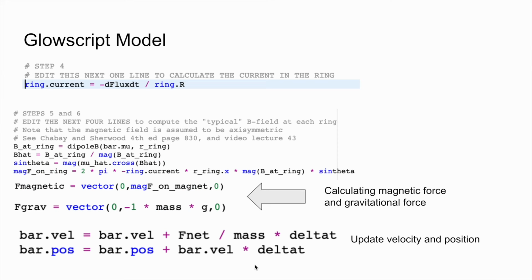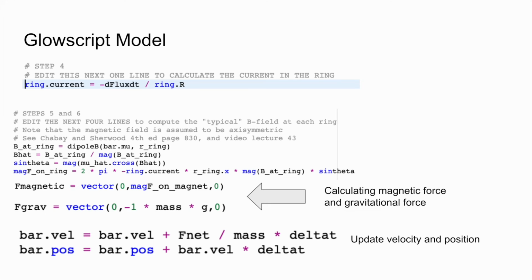Our next step is to calculate the ring current, where we use Lenz's law, which states that the change in flux is opposite direction to the current. And then we calculate the typical B field at each ring, and we do this by taking the B field of the dipole of each ring, and then since it's a tube, we calculate the flux and the force at each ring, and that iterates throughout.